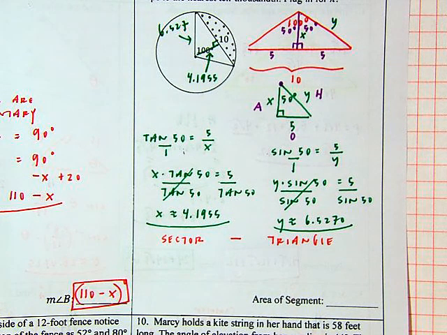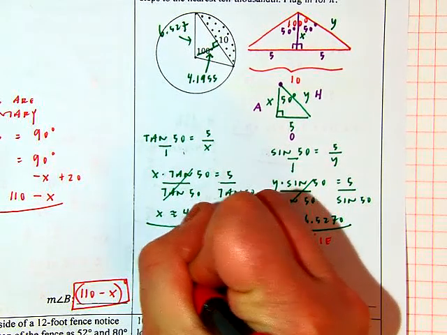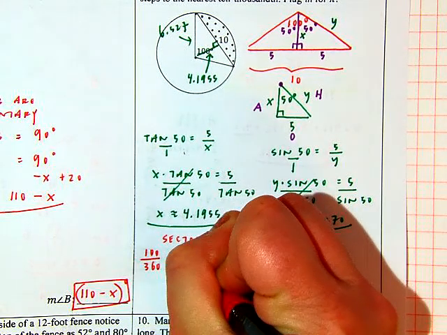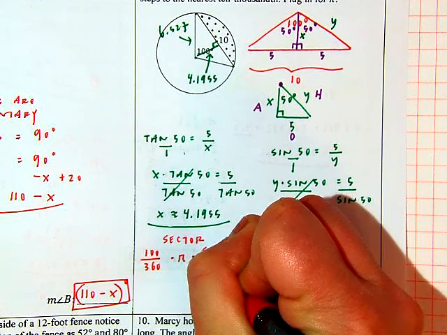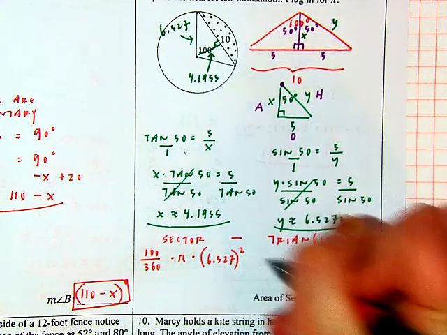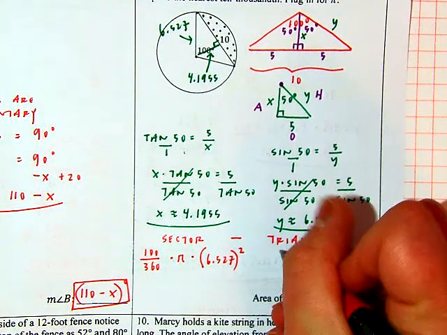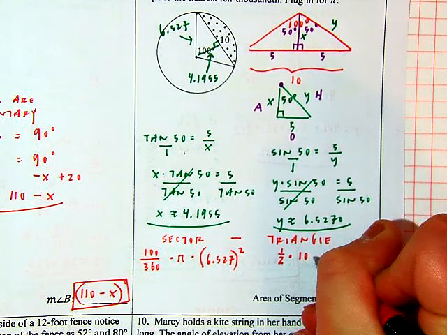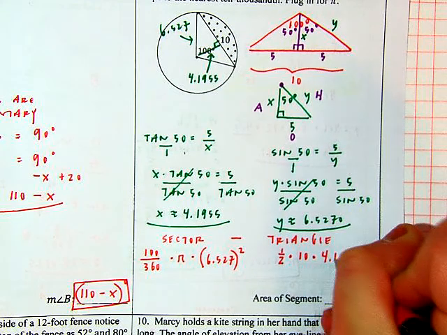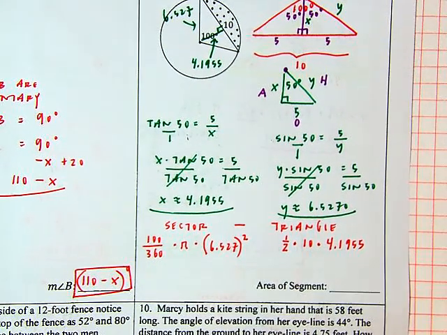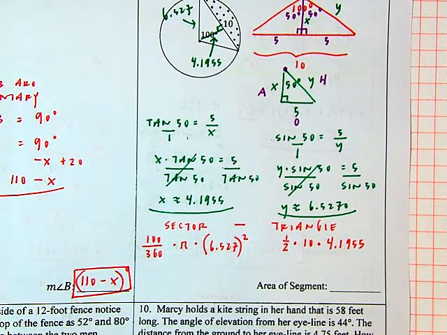So my sector, I'm looking at the ratio of sector to circle. So 100 to 360, times pi times my radius, 6.527 squared. Okay, my triangle will be half the base times the height. So half of 10 times 4.1955. All right, so let's make sure that we can plug all that in correctly.